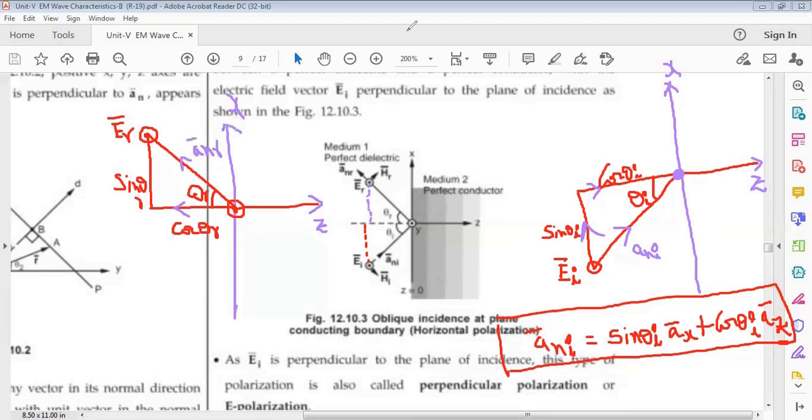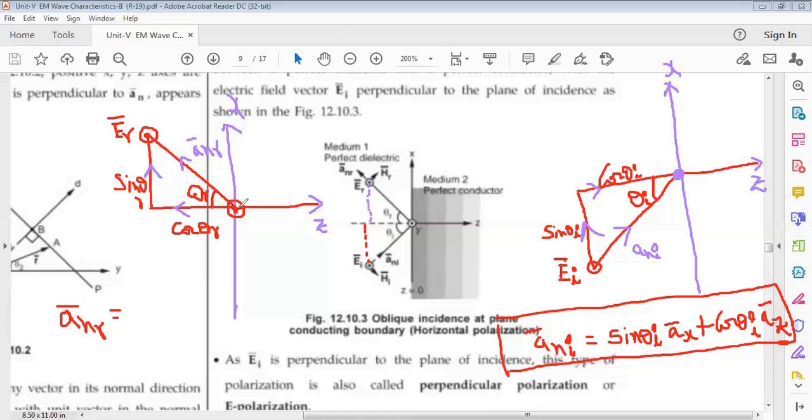We need the ANR bar value. So apply whatever we did here. ANR bar is equal to, according to this right angle triangle, hypotenuse is there, side plus side. We start from here and travel up to the ER bar.